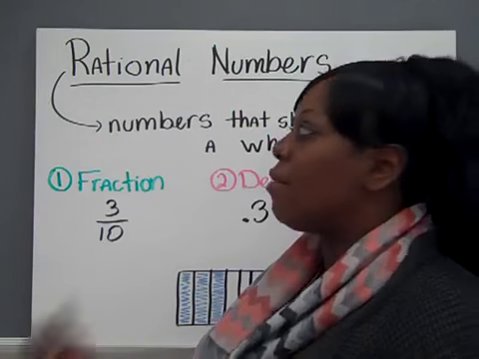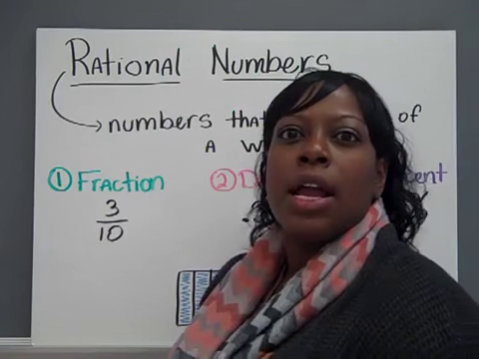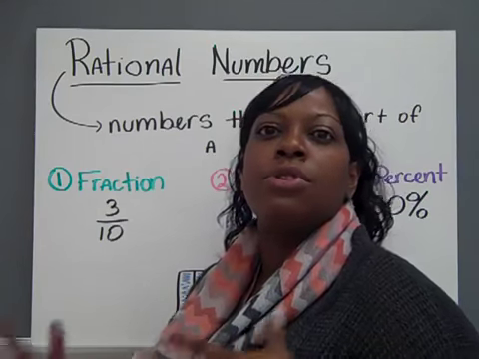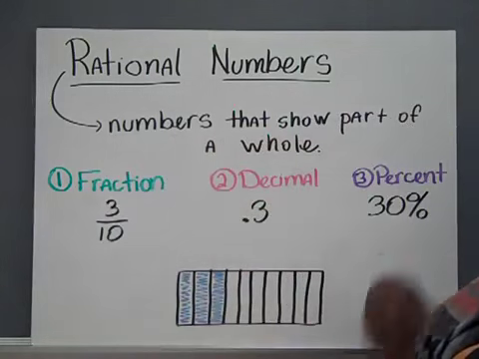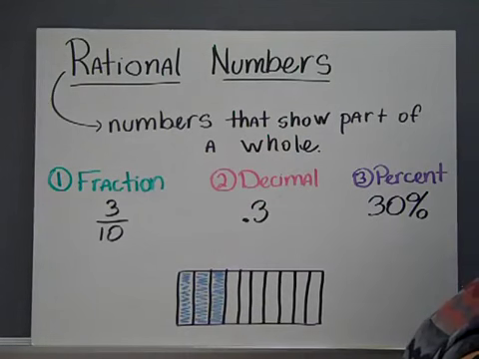Hello, today we're going to talk about rational numbers, what they are, and how to go from one form of rational numbers to another form of rational numbers. First of all, what they are. Rational numbers are numbers that show you part of a whole.